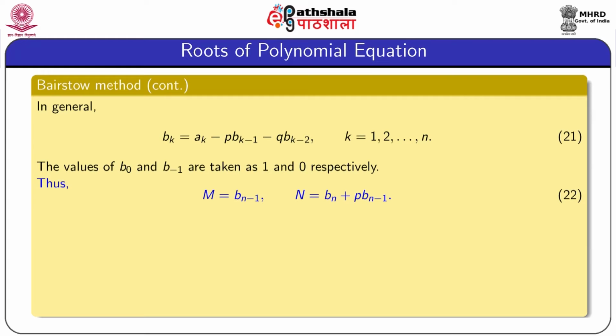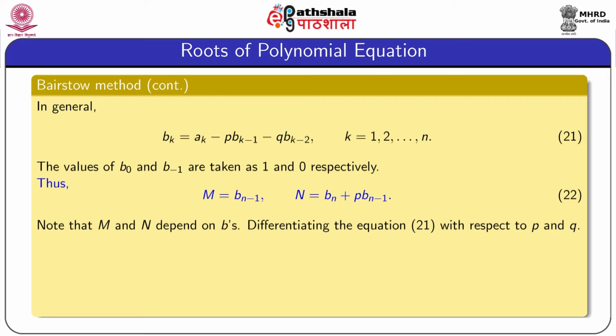Thus, with this notation we can write m equal to b_{n-1} and n equal to b_n plus p into b_{n-1}. These are the values of m and n in terms of b's. Note that m and n depend on b's. It is obvious from equation number 22.